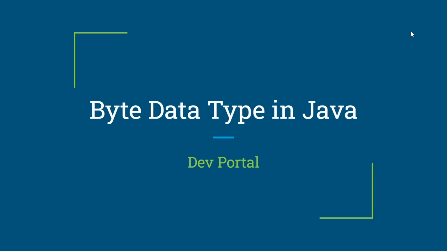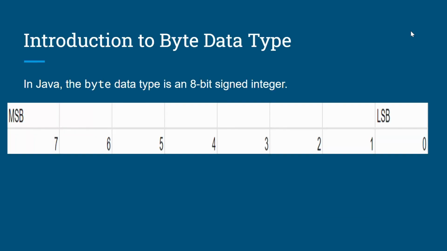Let's get started. In Java, the byte data type is an 8-bit signed integer, but what does that actually mean? Let's break it down. When we say 8-bit, we mean that the variable uses 8 bits of memory. Each bit can be either 0 or 1. So with 8 bits we have a total of 256 possible combinations.